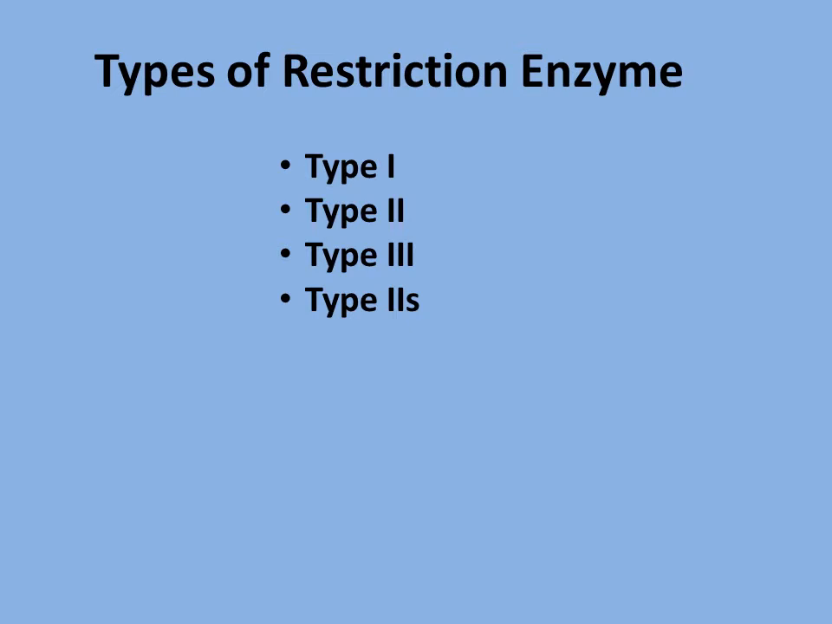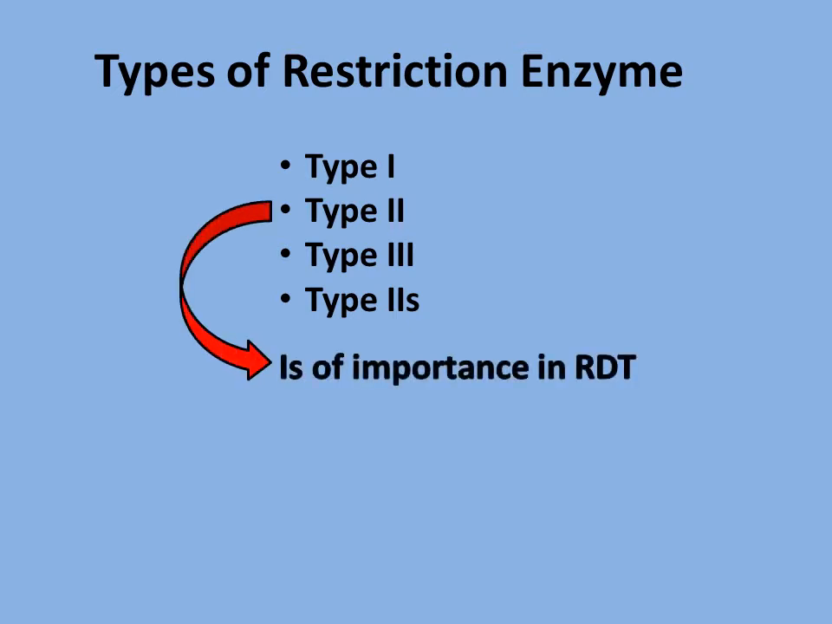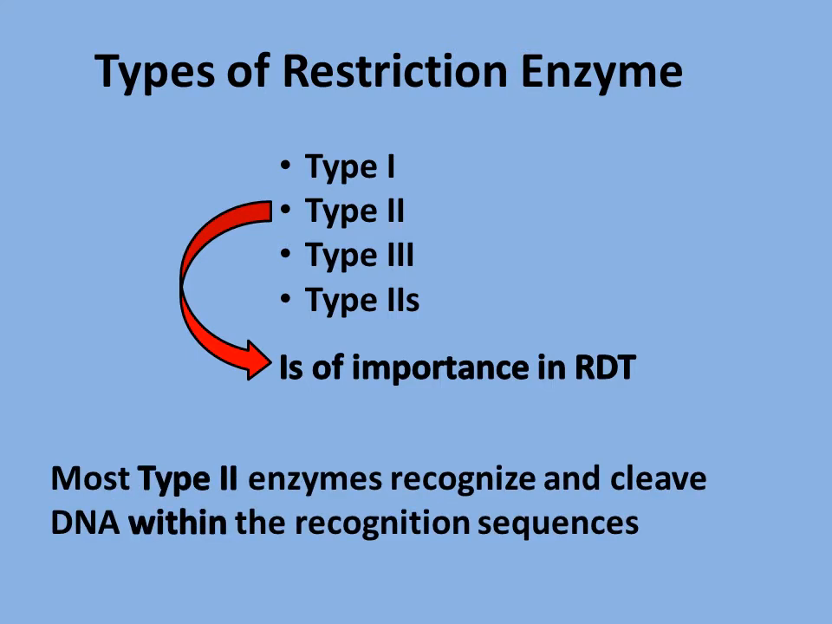There are 4 types of restriction enzymes, type 1, type 2, type 3 and type 2S, out of which type 2 is of importance in RDT. This is because the type 2 enzyme recognizes and cleaves the DNA within the recognition sequence, whereas the other types of restriction enzymes recognize a particular sequence and they cleave far away from the recognition sequence, either upstream or downstream.